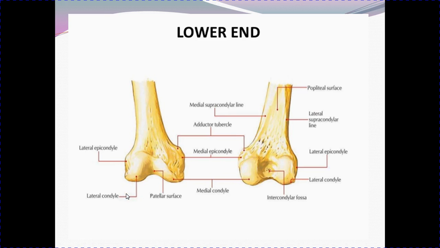Again, this is an image of the lower end of the femur. The lower end, you can see, is broad and expanded. It has two prominent masses, the lateral condyle and the medial condyle, which are separated posteriorly by a depressed area called the intercondylar fossa. It has two articulating surfaces, a patellar surface anteriorly. Inferiorly and posteriorly, the articulating surfaces are called tibial surfaces.